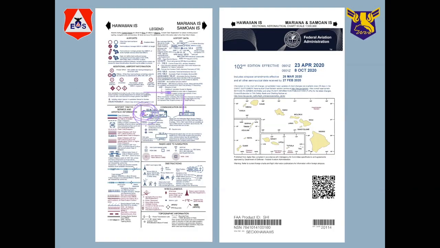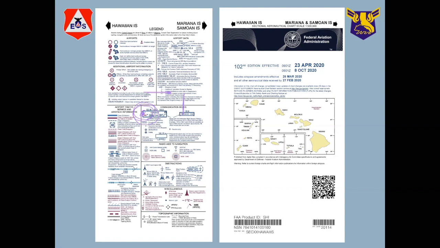The left panel is the legend, and the right panel is the front page. This is our Hawaiian Islands map. You can see the effective dates, 23rd April 2020, and it expires 8 October 2020. The legend has all the important information that's going to be on the map. So the legend is often overlooked, but a vital part of the sectional. It's a written explanation of the symbols, projections, and other features used on the chart.